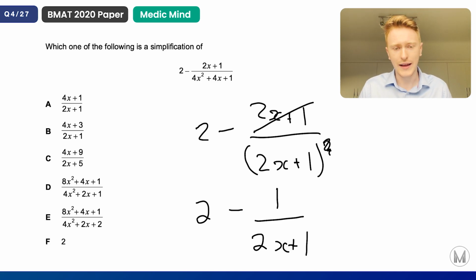Now, we can look at the answer options and see what roughly we're trying to get to. You can see that none of them have that 2 minus at the front. So it would be wise to try and turn that 2 into a fraction, which we can then incorporate into the latter fraction. We can write that 2 as 4x plus 2 over 2x plus 1. That would essentially cancel out to give us our 2. So let's do that.